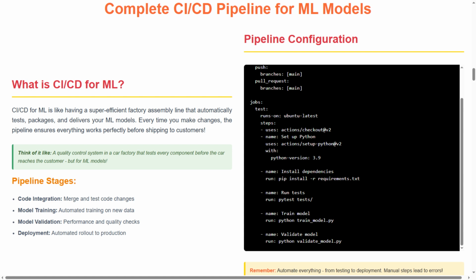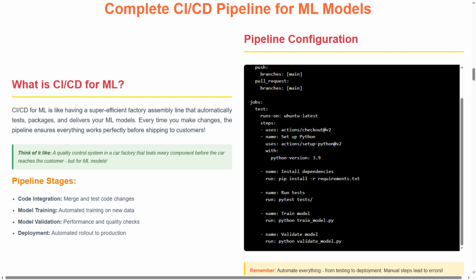Let's explore our analogy. Think of it like a quality control system in a car factory that tests every component before the car reaches the customer, but for ML models. Our pipeline stages are code integration, merge, and test code changes. Model training, automated training on new data. Model validation, performance and quality checks. Deployment, automated rollout to production.